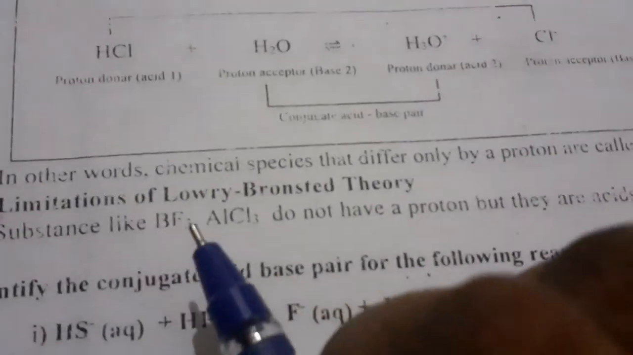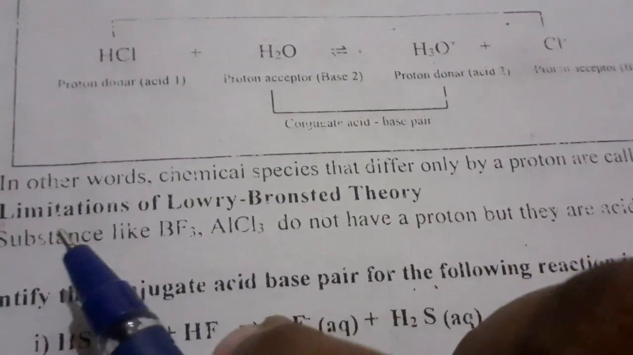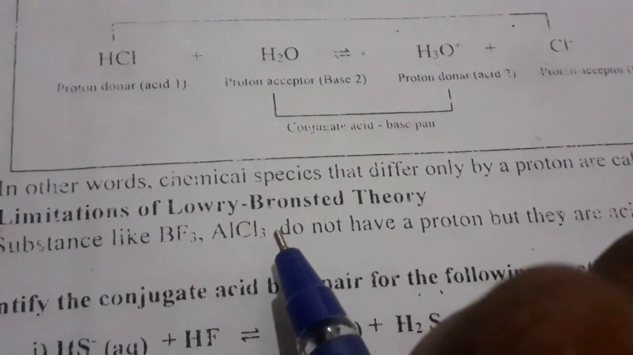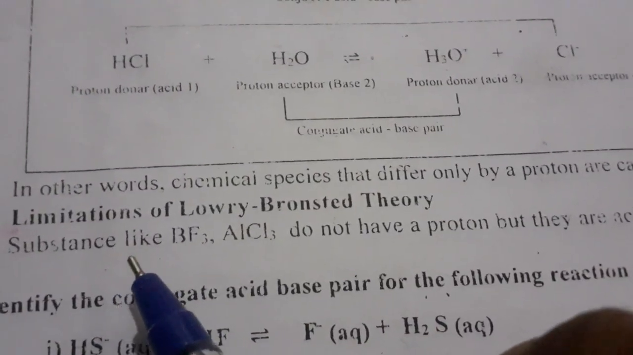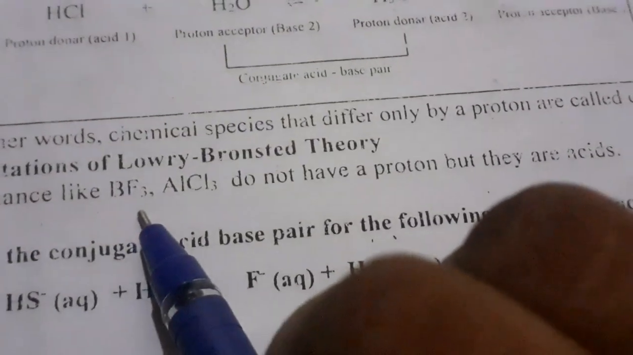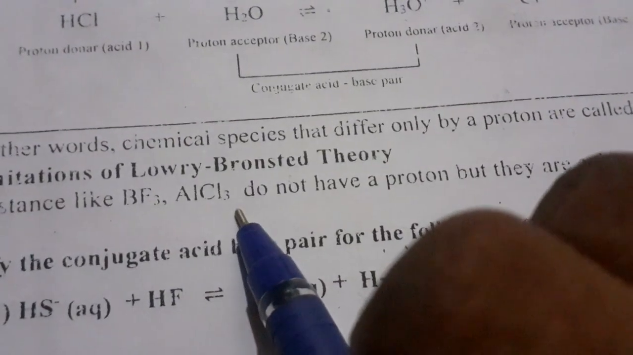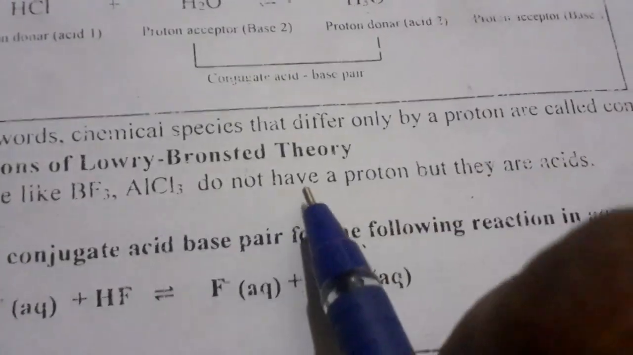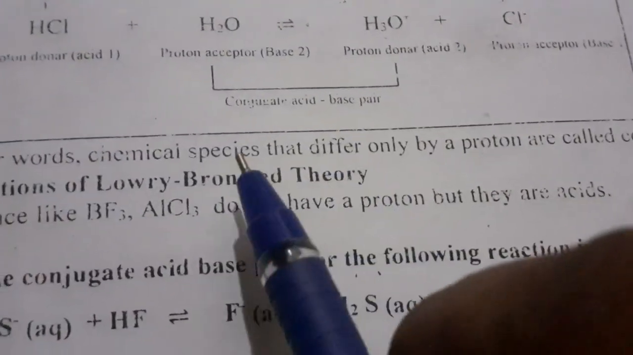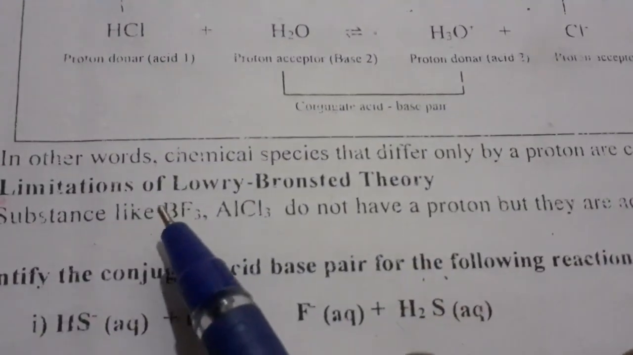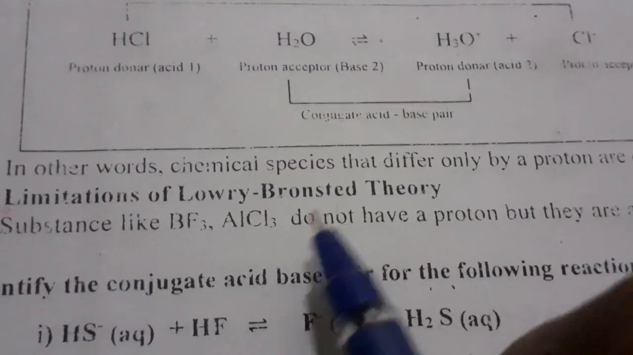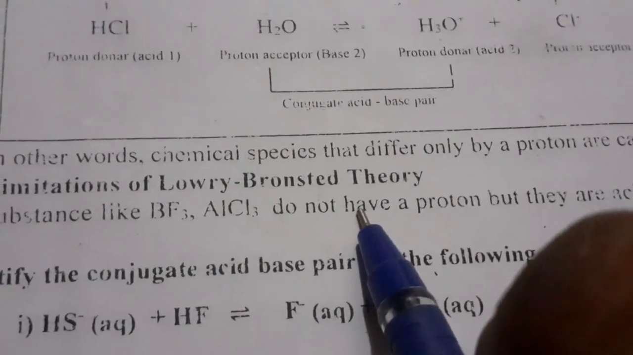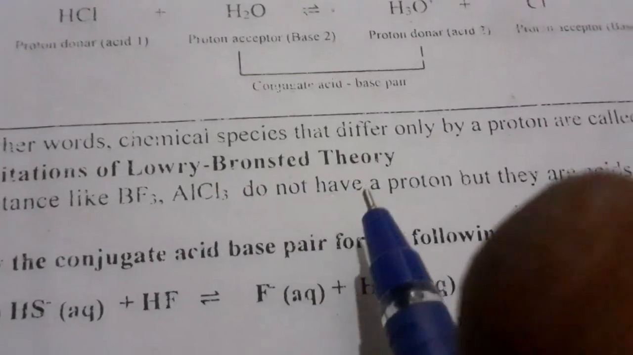So the limitations of the Lowry-Bronsted theory: some substances like boron trifluoride, aluminum trichloride have no proton, but we still call them acids. So the character of these acids cannot be explained by this Lowry-Bronsted theory.